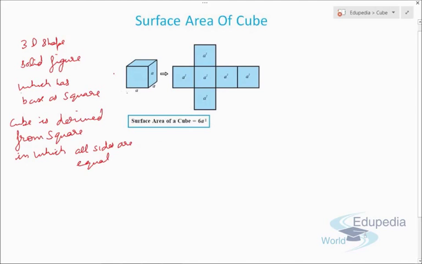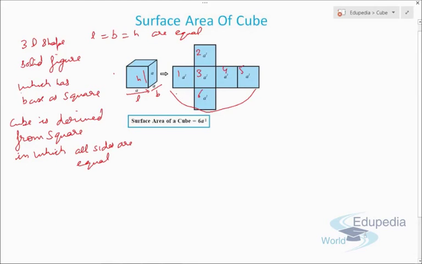In this figure, let's say this side be A, this side be A, and this side be A. So let's say this is length, this is breadth and height. In a cube, length, breadth and height are equal, and we have assumed in this video let it be A. Now when we open the cube we get a structure like this, as you can see. So we have 6 parts, 1 2 3 4 5 and 6.